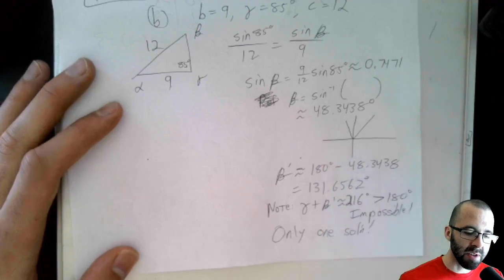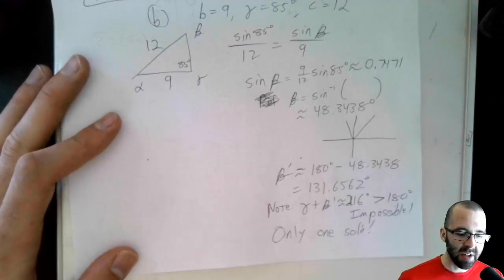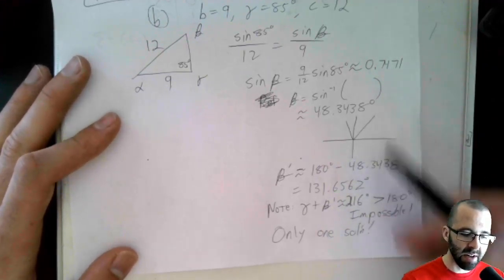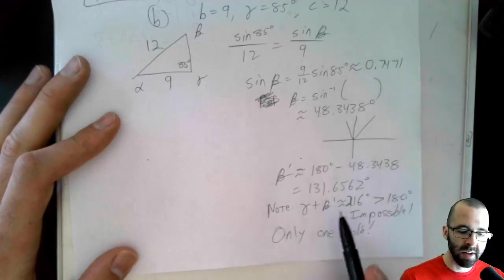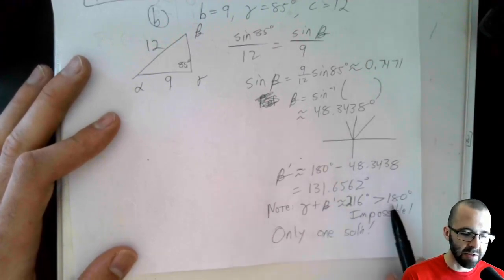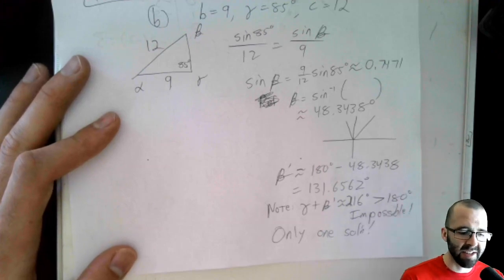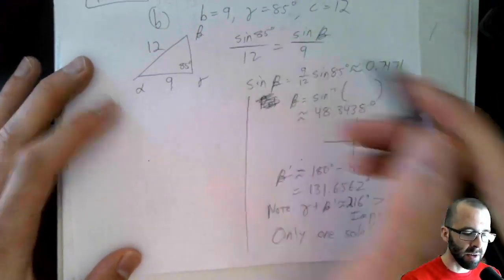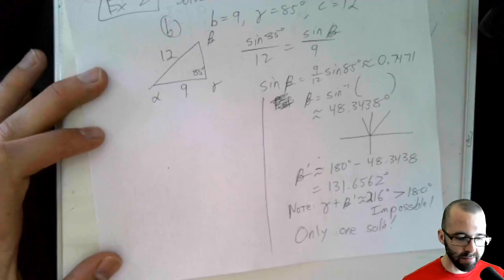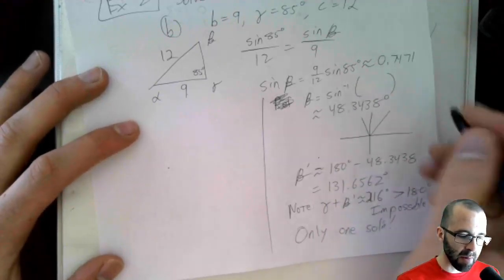So we don't have to worry about two solutions in this problem, because we said there's two answers right here, but this answer doesn't make sense in the triangle. Adding up angles in a triangle cannot be over 180 degrees. All right, so let's finish the problem over here. We found beta, it's about 48.3.